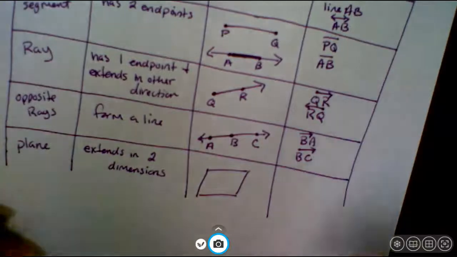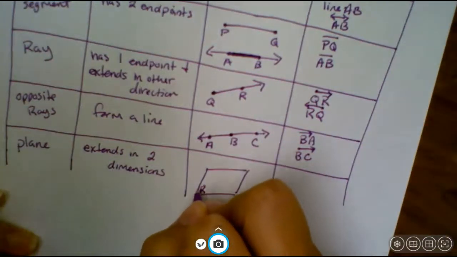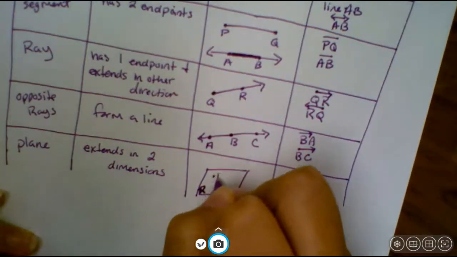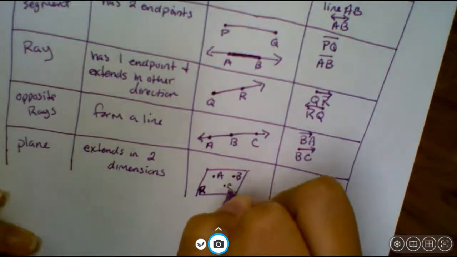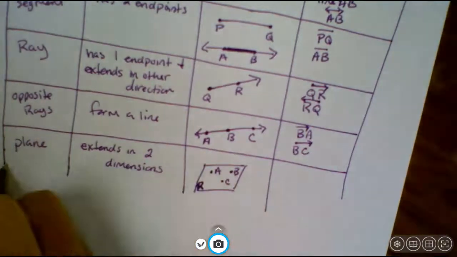And you can name planes a couple different ways. So let's put a big R down here, and then we'll put A, B, and C. So there's two ways to name planes.